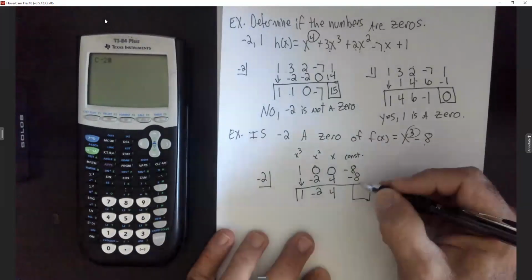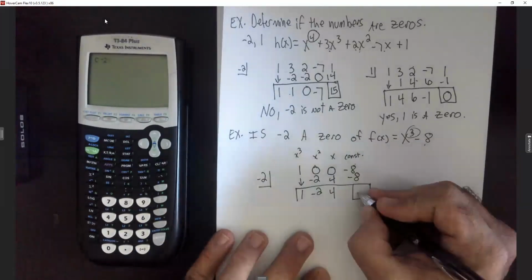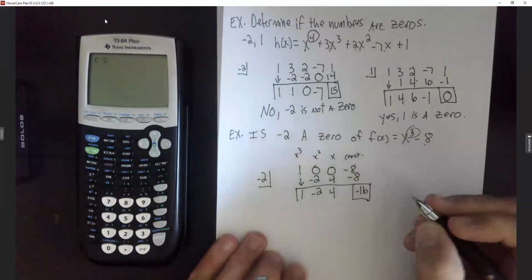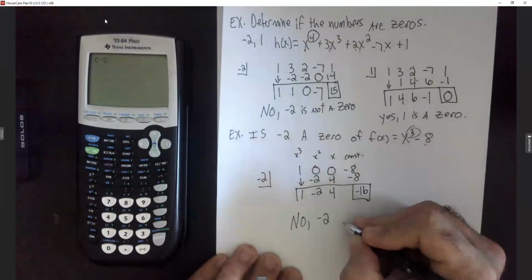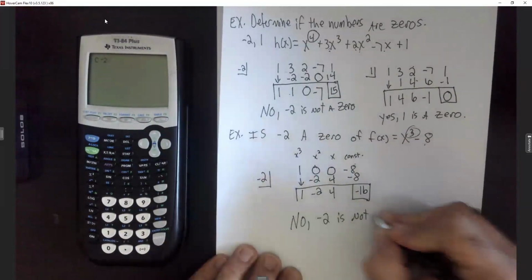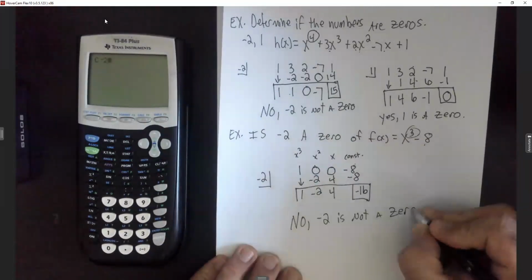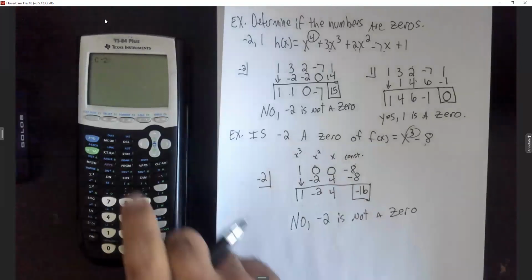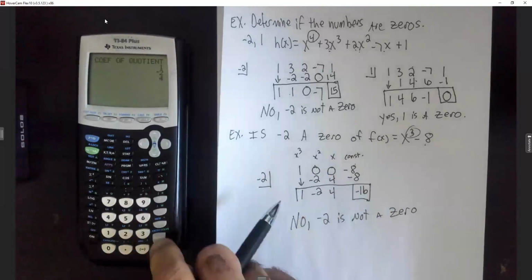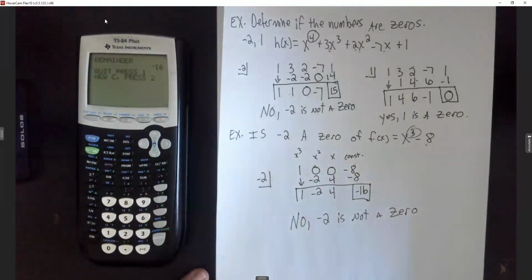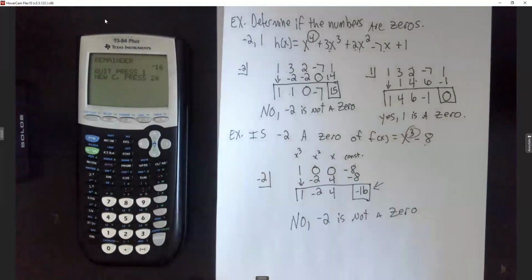And y'all, if you add a -8 and a -8, you get a -16, which means no, -2 is not a 0. So there's my -2, so let me hit enter. So there's our numbers, 1, -2, and 4. But we want to hit enter once again, and there's our -16, okay?